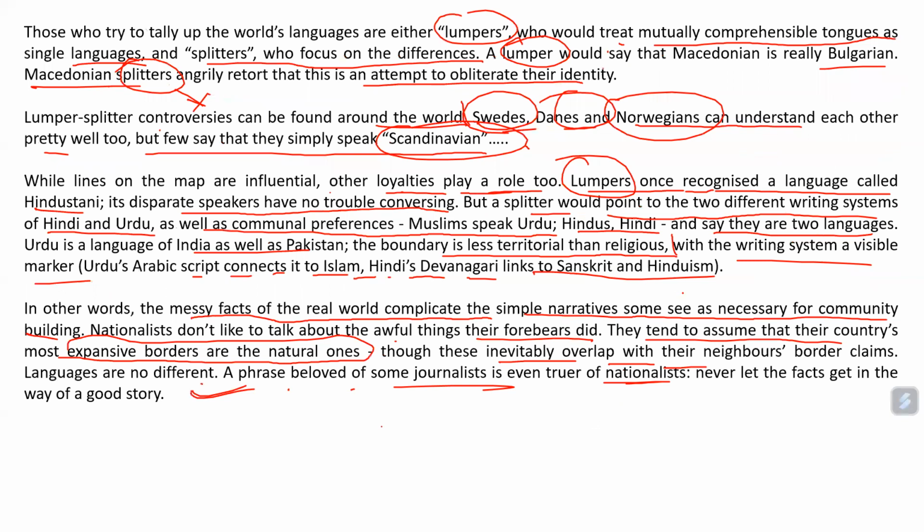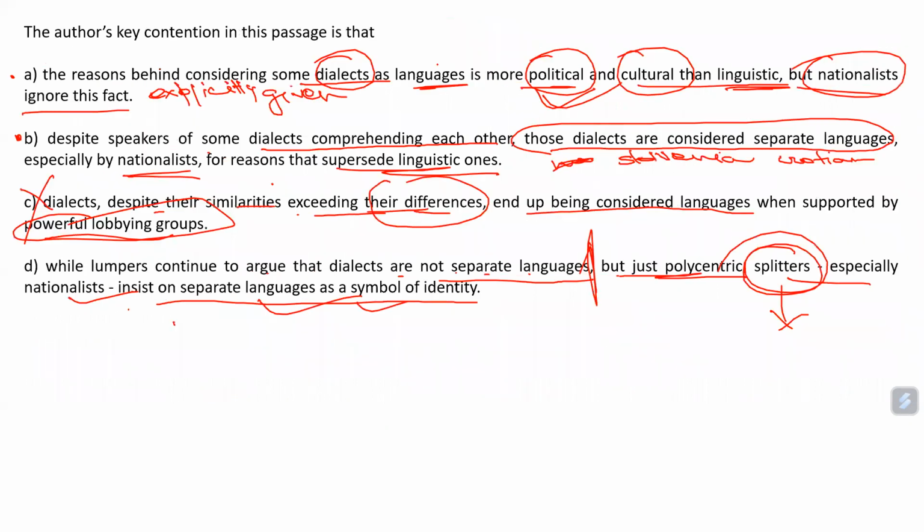It has been said that there are either lumpers who treat mutually comprehensible languages as one, and then there are splitters who focus on the differences, right? So we are not talking about all the splitters, right? So between the options, option D will be eliminated, okay?